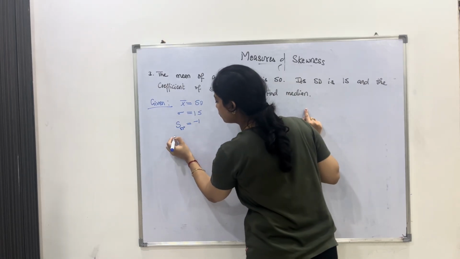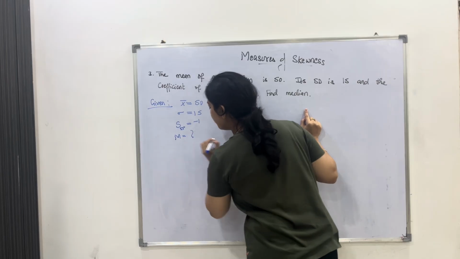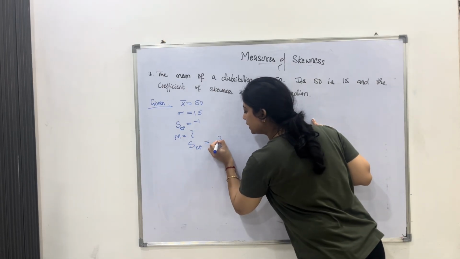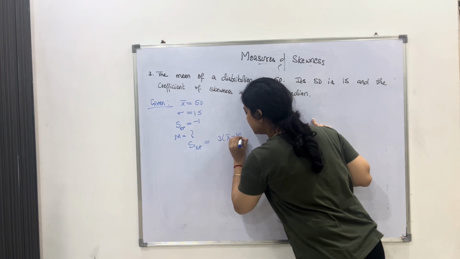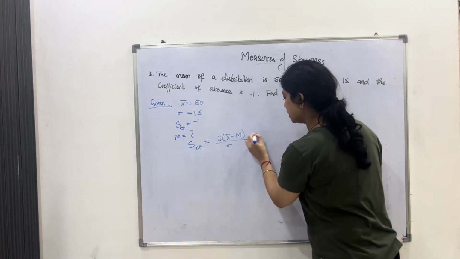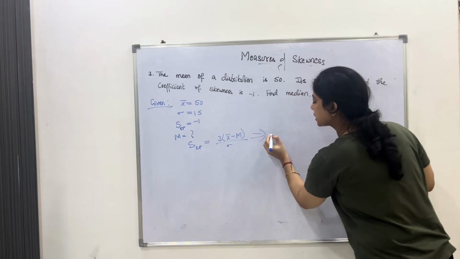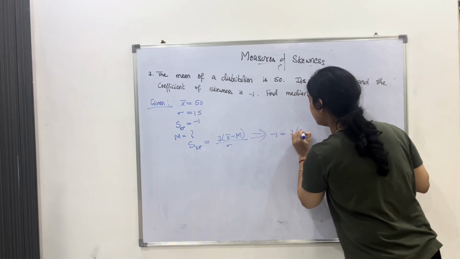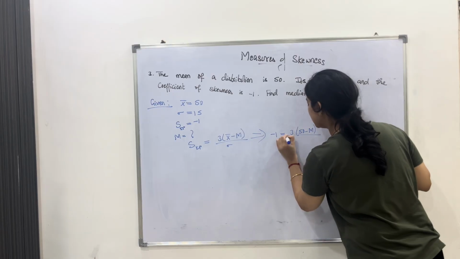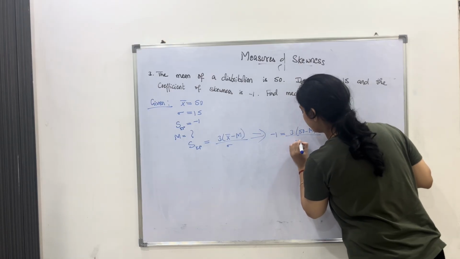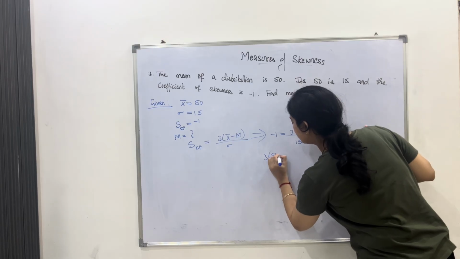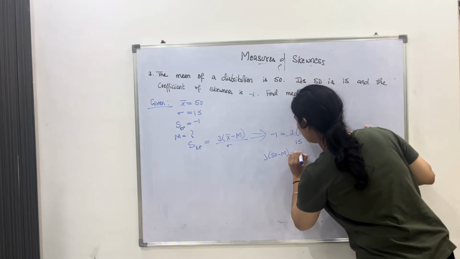And they are asking us to find the value of median. So we know which formula to apply. Karl Pearson for median: 3 times mean minus median divided by standard deviation. Let us substitute the values. Skewness is minus 1. 3 times mean is 50. Median they are supposed to find. Divided by standard deviation, which is 15. So let us cross multiply. 3 into 50 minus m is equal to minus 15.